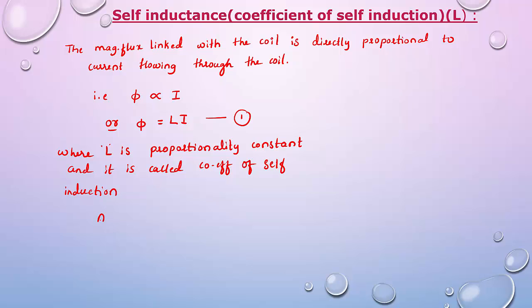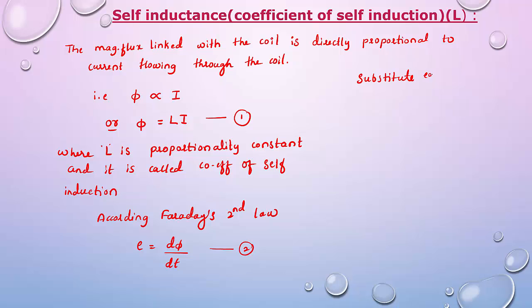Now we already studied about Faraday's law. Now I am going to consider Faraday's second law. According to Faraday's second law, what is the equation? We know that E equal to d phi divided by dt. Now observe both the equations, equation 1 and 2. Equation 1 is phi equal to L i. Equation 2 is E equal to d phi by dt. So now I am going to substitute equation 1 in equation 2.